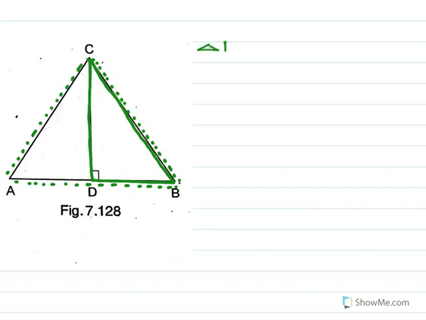So we have triangle DCB and triangle ABC, and we will prove them similar. If you look carefully, angle B is common for both the triangles. So angle B equals angle B, and that is common.